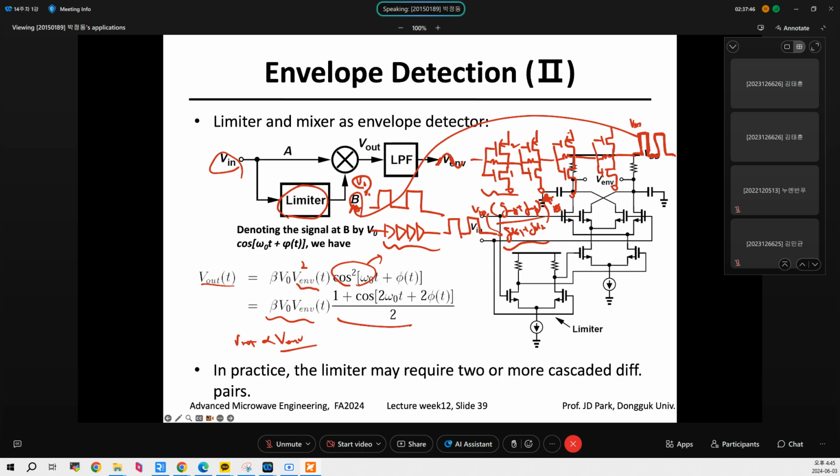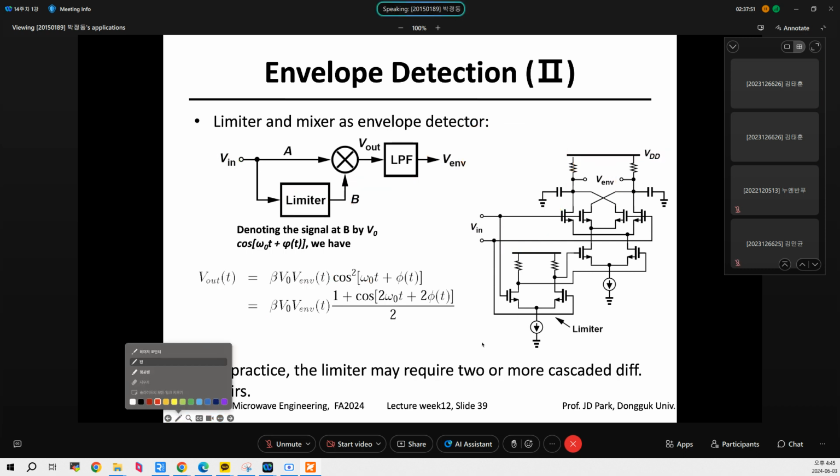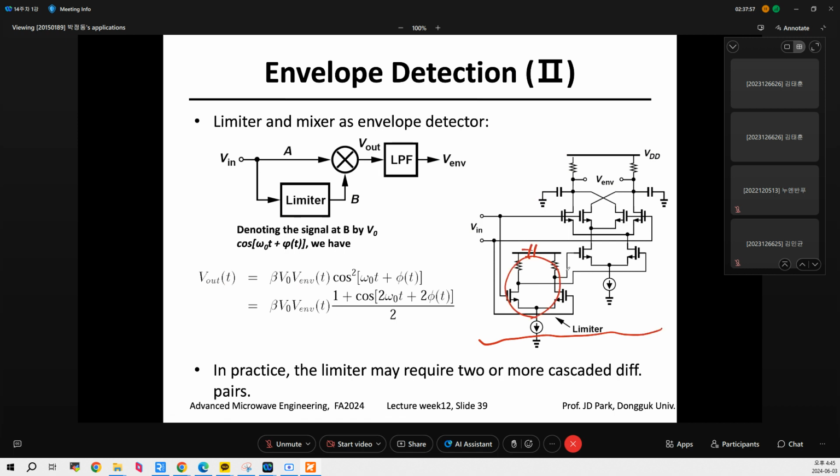So as a result, this is very simple. Just implement multiple cascaded stages of this, just put it to this arrow. Then done. So this is proportional to beta, V envelope, and VDD, and that's it. Does this make sense?